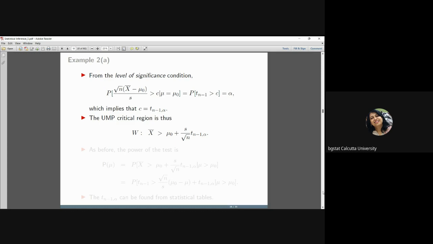So two things change from the normal situation. My sigma is now replaced by s, and my tau is now replaced by the corresponding cutoff from the t distribution with n minus 1 degrees of freedom. So as before, we can also write down the expression for the power and calculate it and plot the power curve.